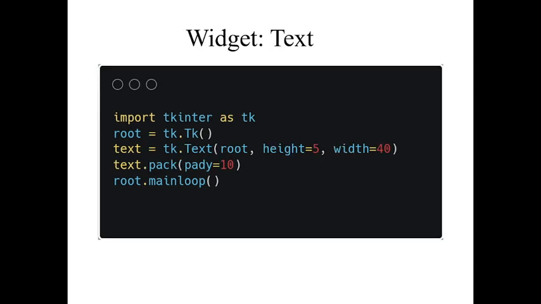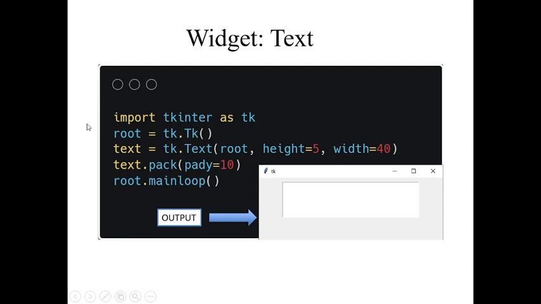Next is text. So text, again the same thing: first import the library, create the window instance, and take the Text class. In the Text class we have to pass the name of the window in which we have to insert this text box, the height of the text box, the width of the text box, and the position of the text box, and again mainloop to keep it alive.